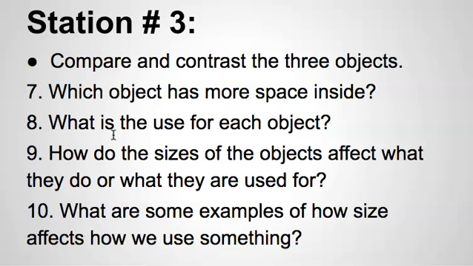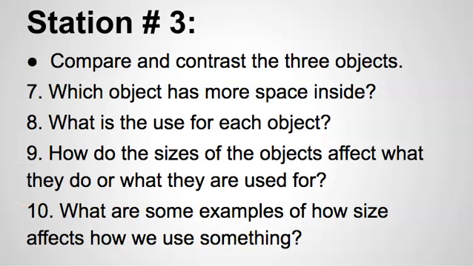And number 10, what are some examples of how size affects how we use something? Well, let's look at some examples. We had hammers in one of the labs. If I had a really small hammer, would I use that for demolition? No, I would probably use a very, very large sledgehammer, which is a really big hammer. Would I use a large sledgehammer to pound a nail into the wall? No, I would use a smaller hammer. So there's lots of examples of things that we use that have smaller sizes and larger sizes. And so the size can impact what you use it for.